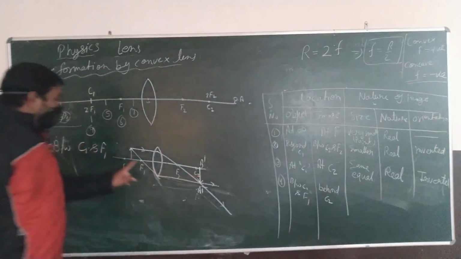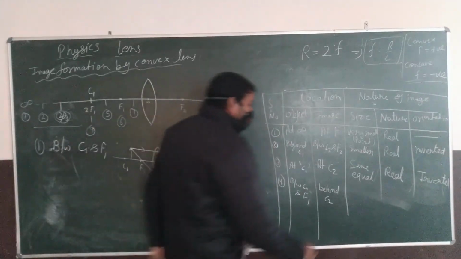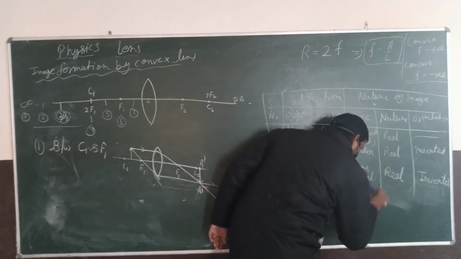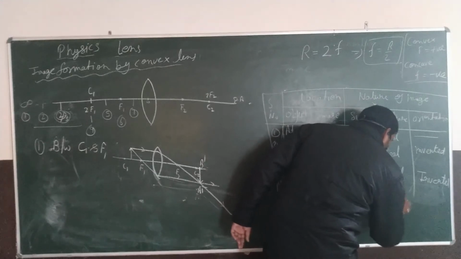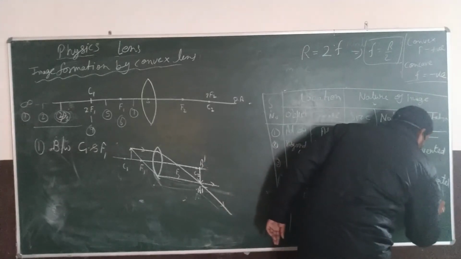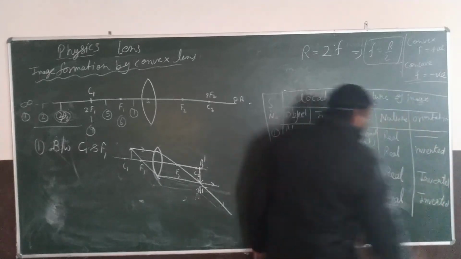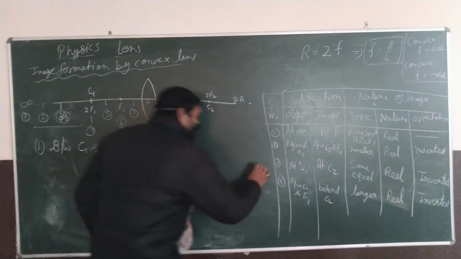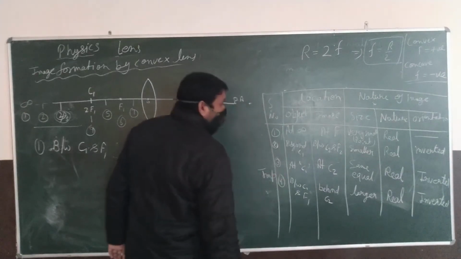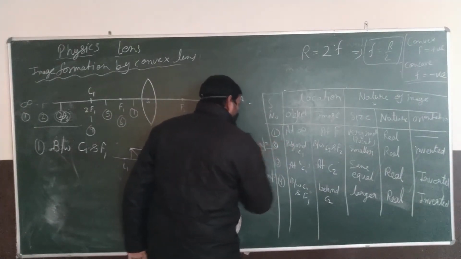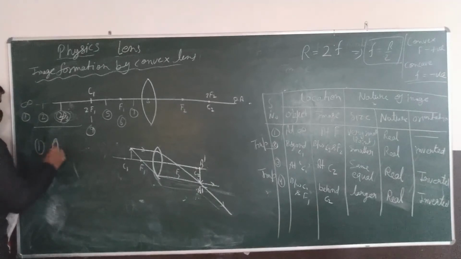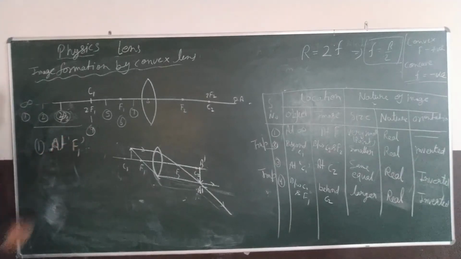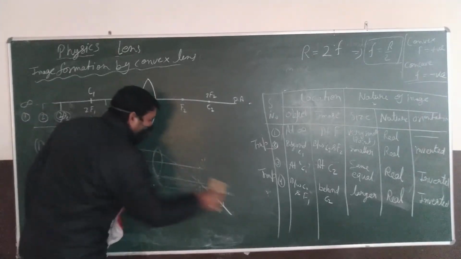Next, according to the size, you will observe here it is larger. And next, the nature is real and inverted. So this is an important type of image. This is also important. And next we have the object at F1. What happens when the object is at F1?